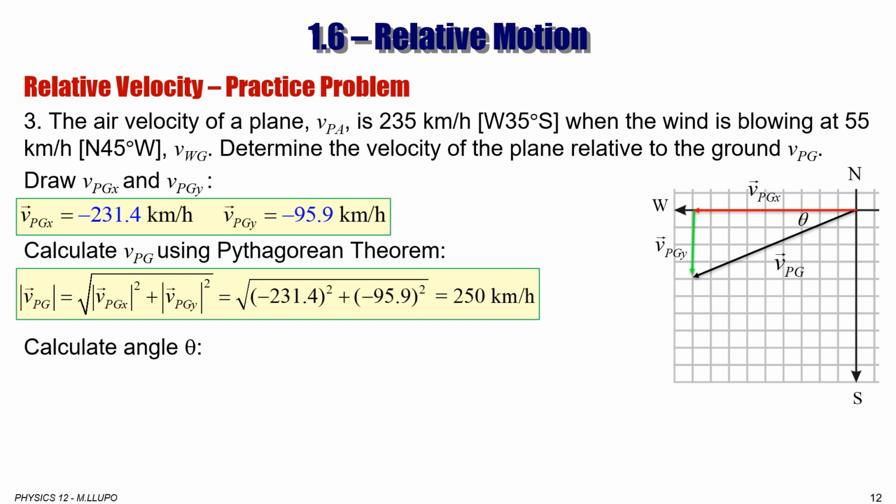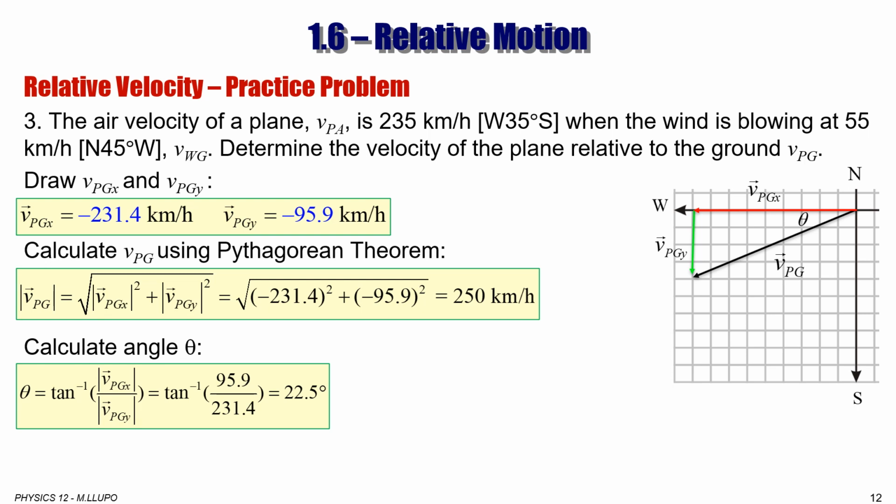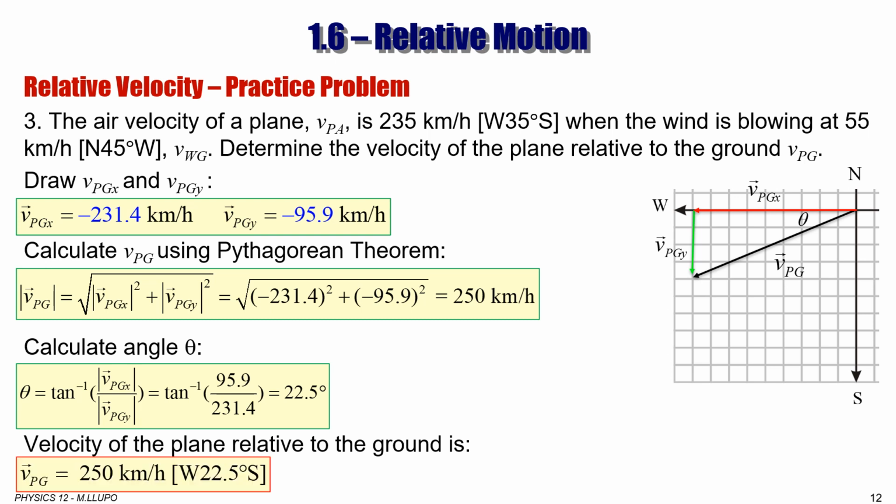250 kilometers per hour. We are ready to calculate the angle, which we do opposite over adjacent. So tan inverse of opposite over adjacent. The opposite clearly is y, and adjacent is the x component. So tan inverse of 95.9 divided by 231.4 will give you 22.5 degrees. So that angle is west 22 toward south, so west 22 degrees south. Then the last thing is just to write it down. The velocity of plane relative to ground is 250 kilometers per hour, west 22.5 degrees south.